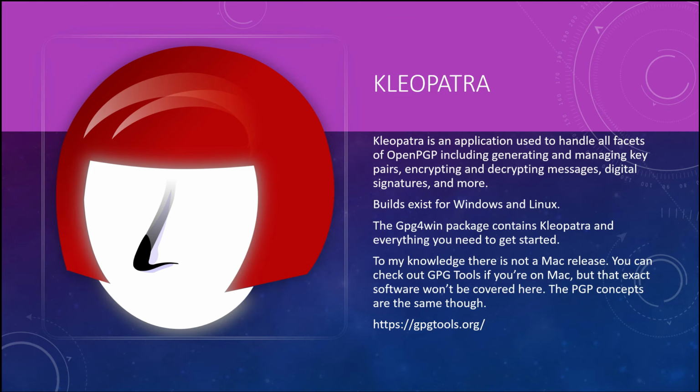This tutorial is done using Windows. To my knowledge, there's not a Mac version of Cleopatra, but this does not mean that there are not other OpenPGP tools. So if you're on Mac, I'll put a link that has some similar software that you could give a try out. Something called GPG Tools, and that's basically a Mac variation of the same concept. Now there's plenty of other software too, plugins, extensions that use OpenPGP. We're not going to be talking about those specifically in this guide.